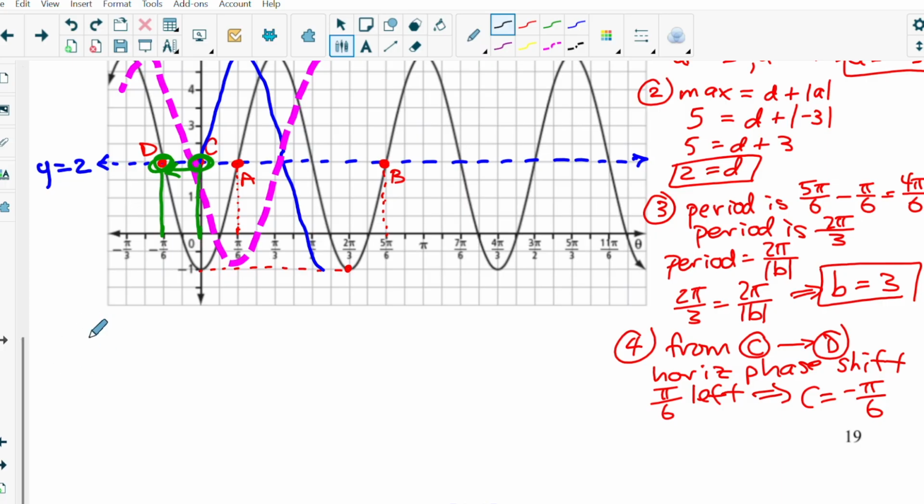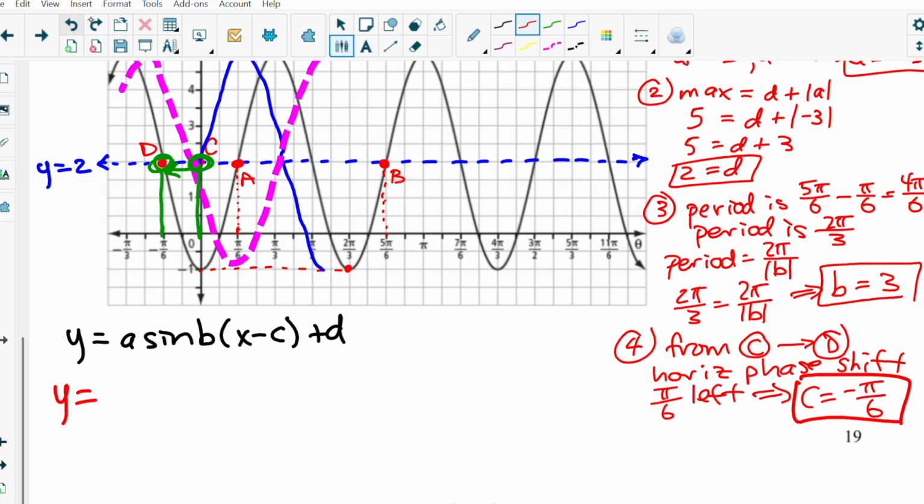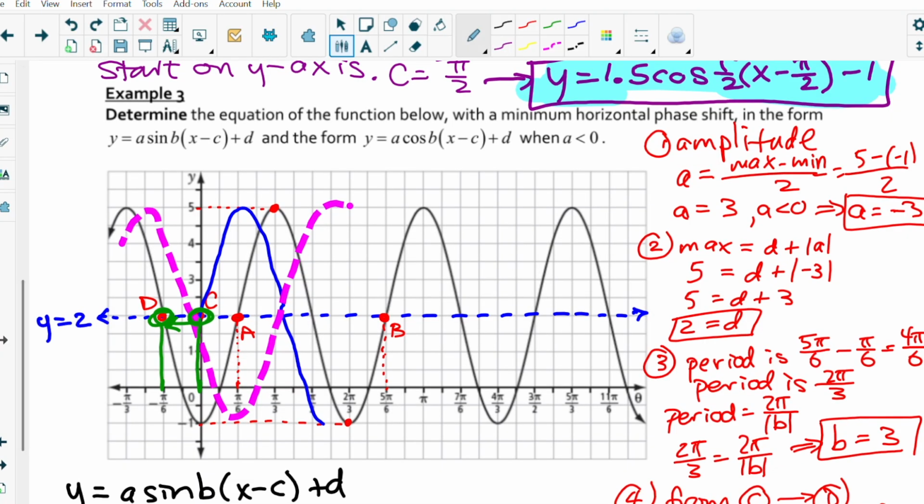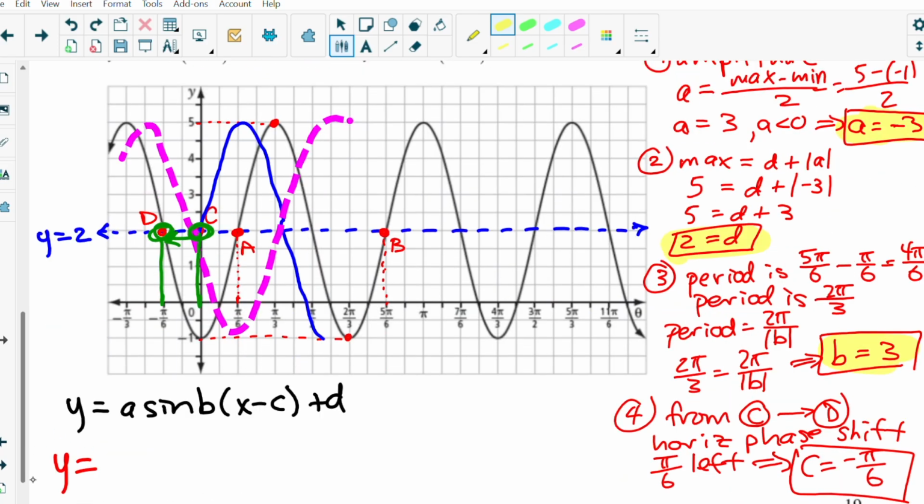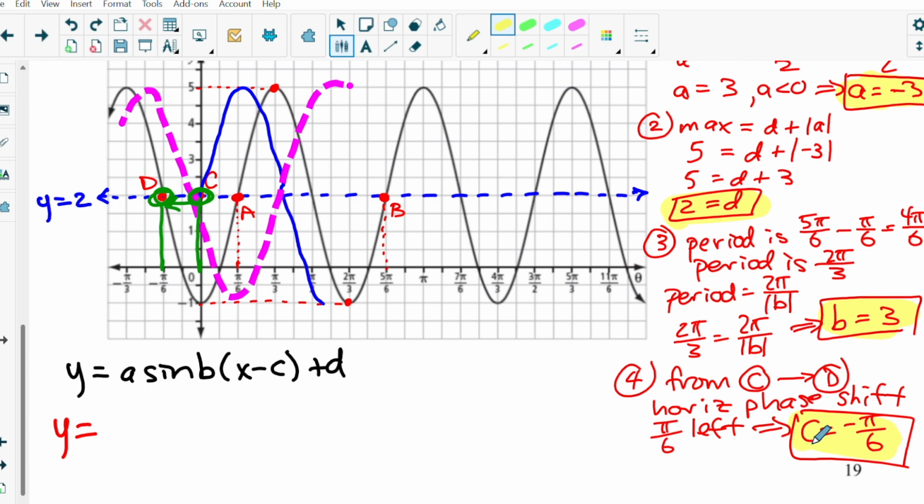So let's write our equation. Y equals A sine of B times x minus C plus D. Let's take stock of all our transform values. Okay, so what's my A, B, C, and D value? Let me just highlight those. A value, D value, B value, and C value.